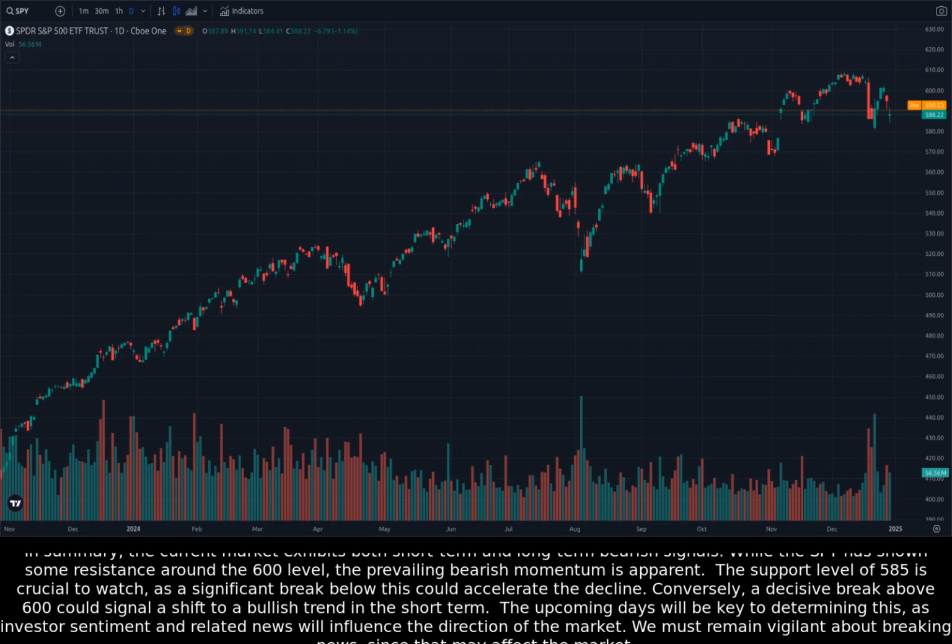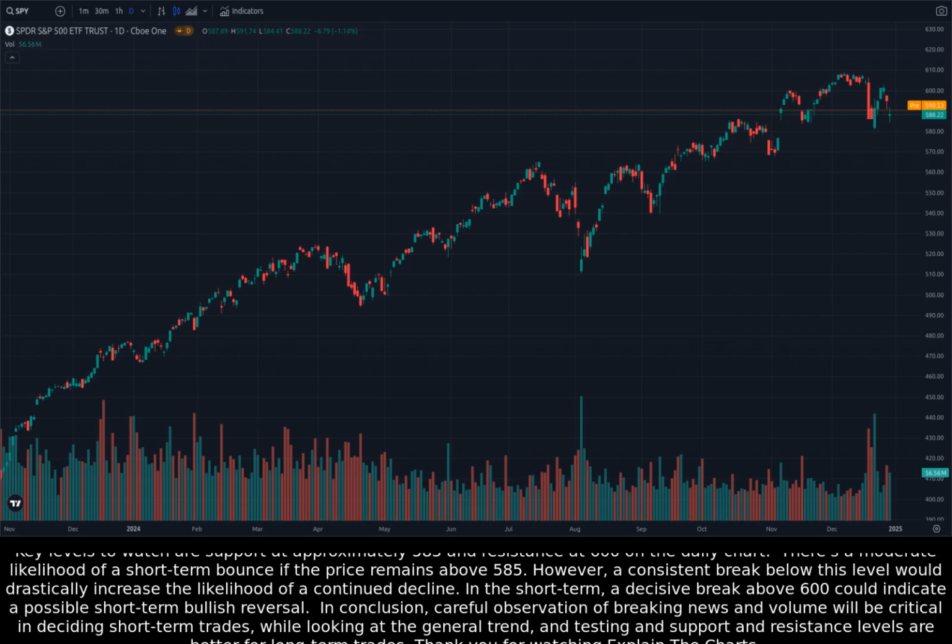The upcoming days will be key to determining this, as investor sentiment and related news will influence the direction of the market. We must remain vigilant about breaking news, since that may affect the market. Key levels to watch are support at approximately 585 and resistance at 600 on the daily chart. There's a moderate likelihood of a short-term bounce if the price remains above 585.